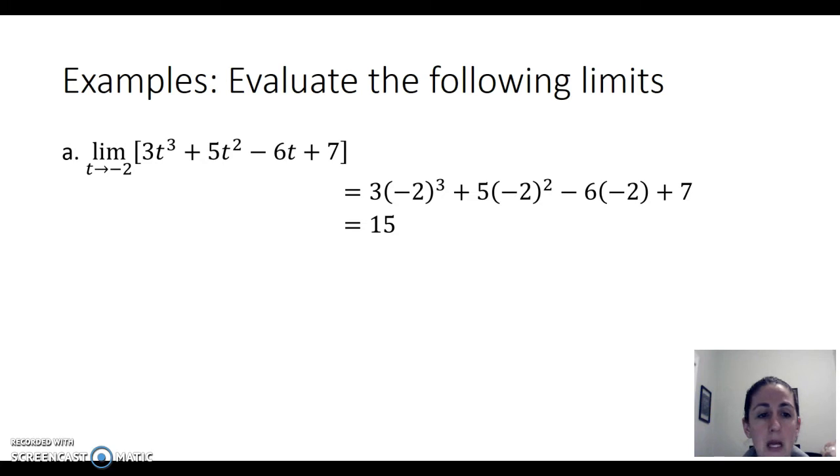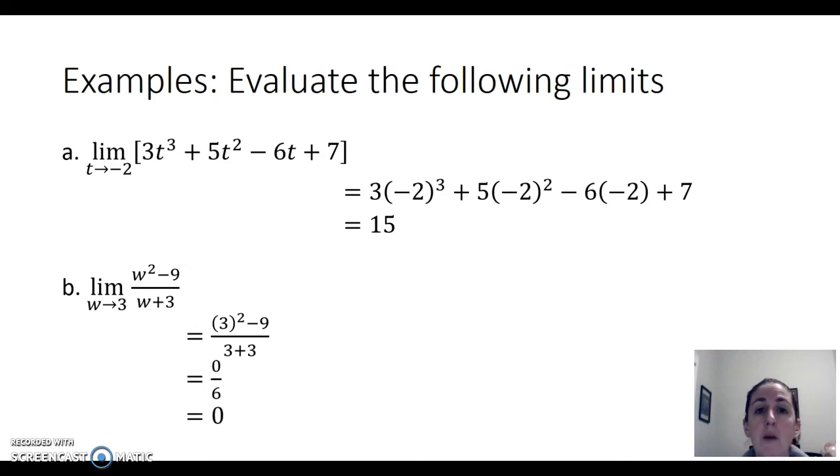Let's try another one. The limit as w approaches 3 of w squared minus 9 over w plus 3. Again, we'll try direct substitution. If we get a real defined value, we're done. So when we plug in w equals 3, we get 3 squared minus 9 over 3 plus 3, which gives us 0 over 6, which is 0. 0 is a real defined value, so that limit does exist. It's just equal to 0.